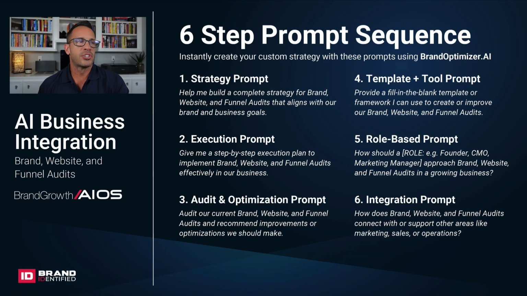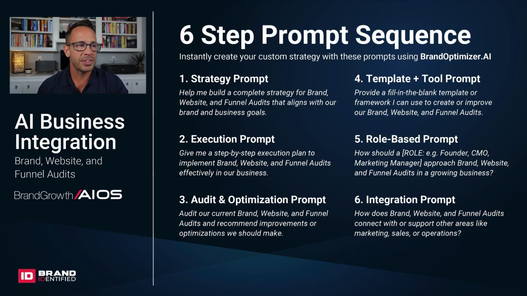So now we're moving on to a 6-step AI prompt sequence that you can also use over there at brandoptimizer.ai to instantly create your custom strategy for your business. So the first prompt here, this is your strategy prompt, and that is: help me build a complete strategy for brand, website, and funnel audits that aligns with our brand and our business goals.